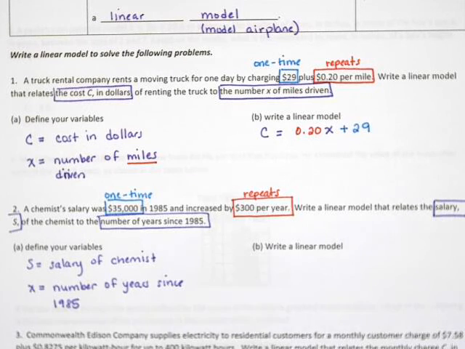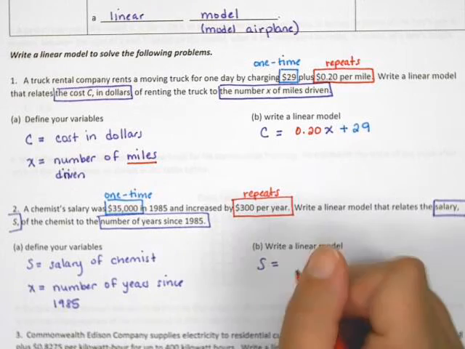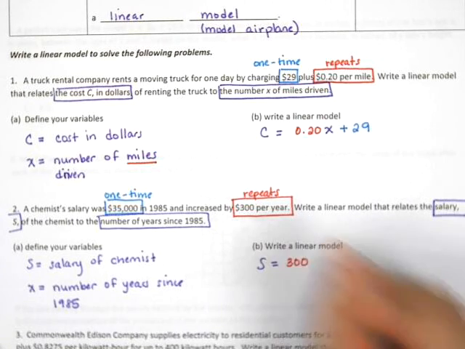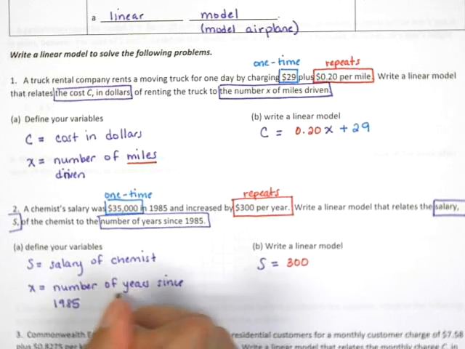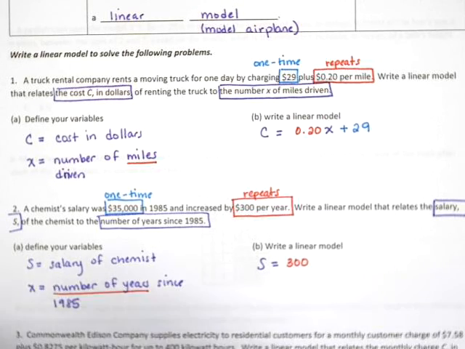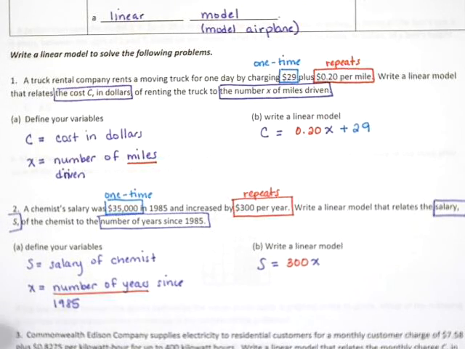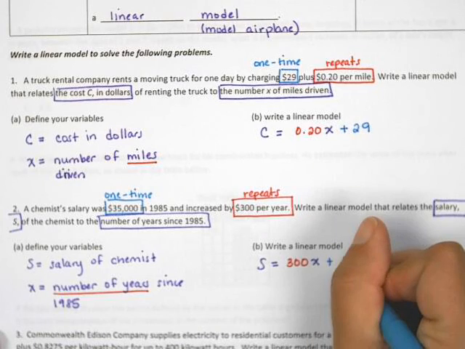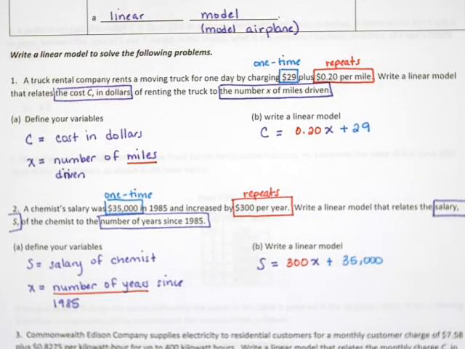If I set up my equation, I would have S equals, the repeater number goes first, so $300, and it says per year. And since X is the number of years, I would multiply by X because that's how many times it repeats, plus my one-time amount, which is $35,000. And I would be done with that. I wrote an equation that models this situation.